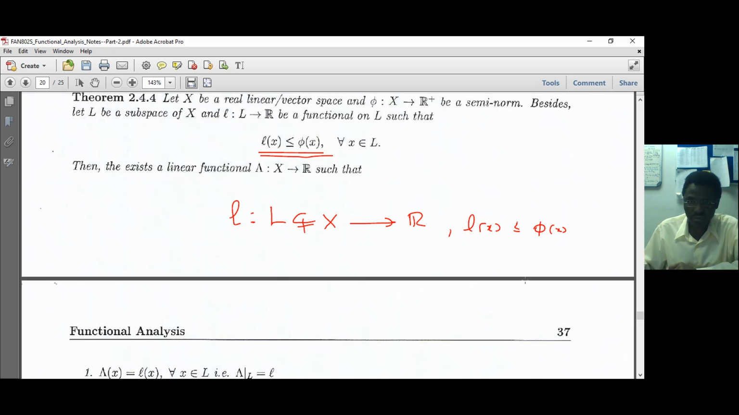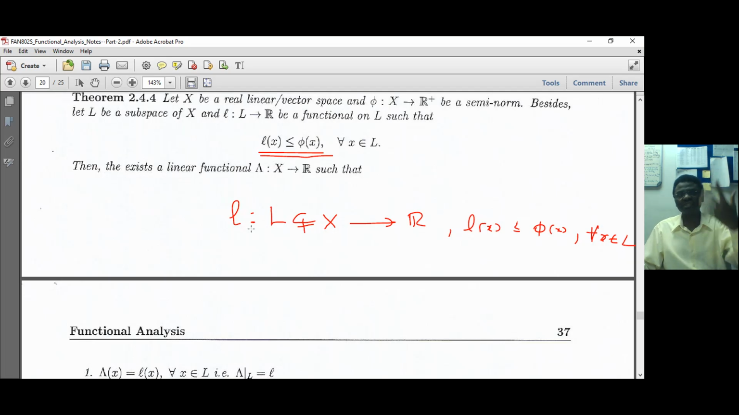So that is true for any x in L. Now we want to extend this. That is, we want to define this lowercase l, which is defined on capital L, and extend it to the entire space. Remember that this lowercase l is only defined on capital L, which is not the entire space. It's just on the subspace. Now we want to extend it.